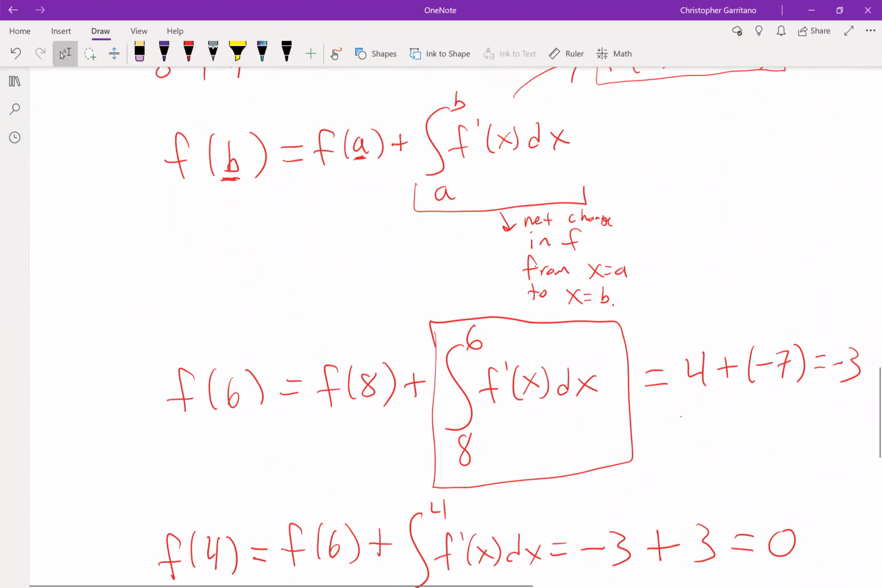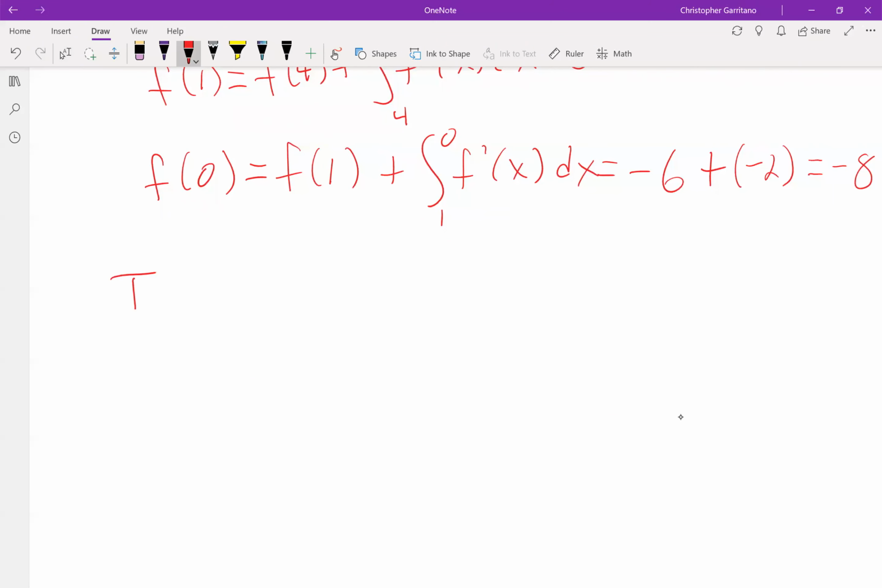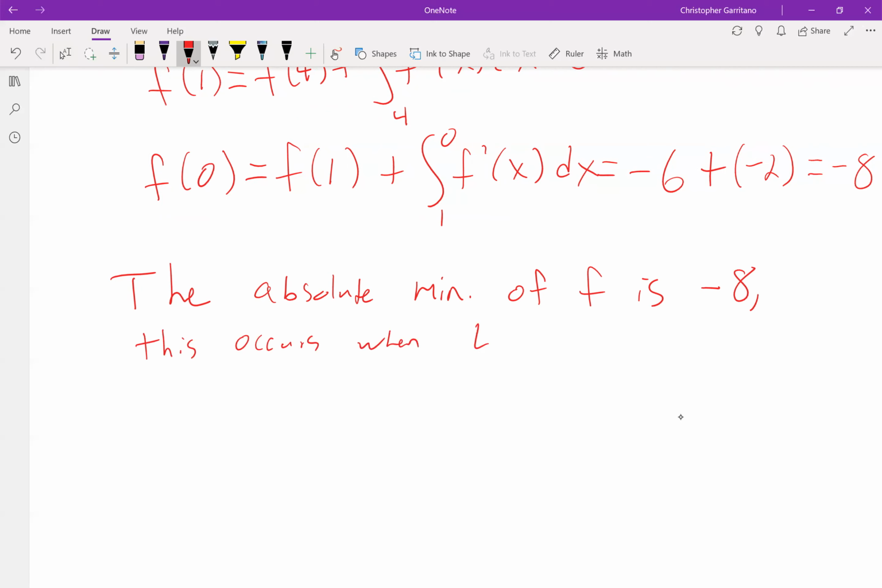And then all we finally have to say is that the absolute minimum of f is -8. This occurs when x equals 0. And there we have it.